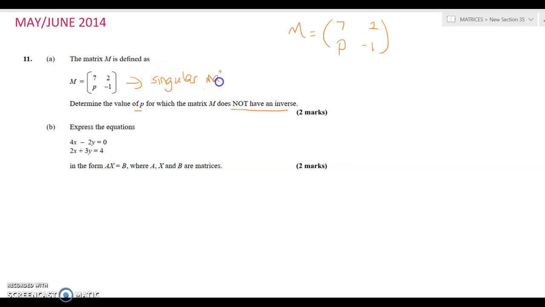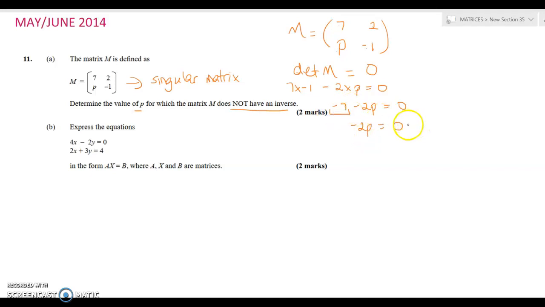And what is a singular matrix again? A singular matrix is when the determinant is equal to 0. So let's find the determinant. 7 by the product of the first diagonal, 7 by minus 1, take away the product of the second diagonal, so that's 2 by p, and all is equal to 0. So you're going to get minus 7 minus 2p equals 0.